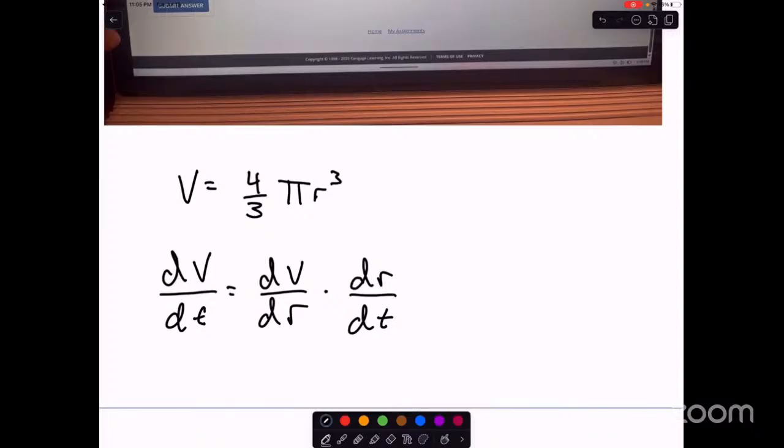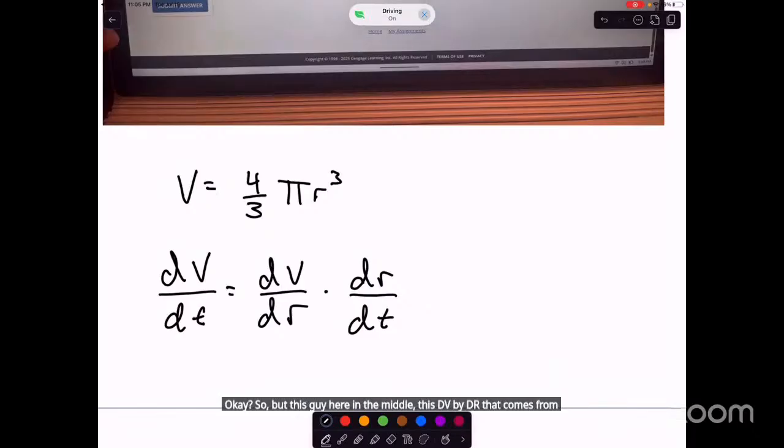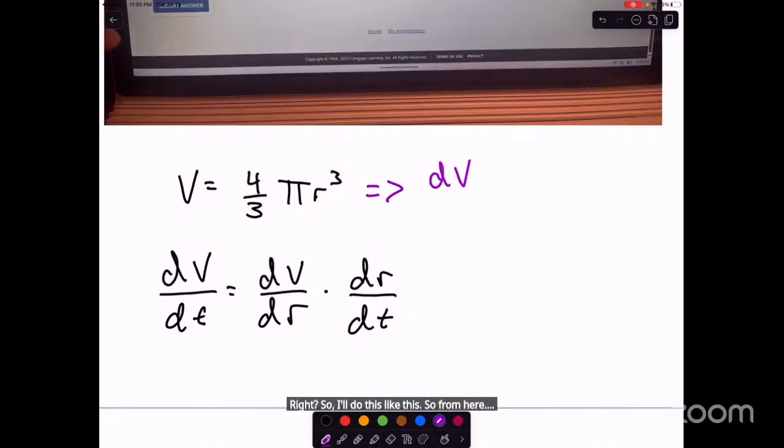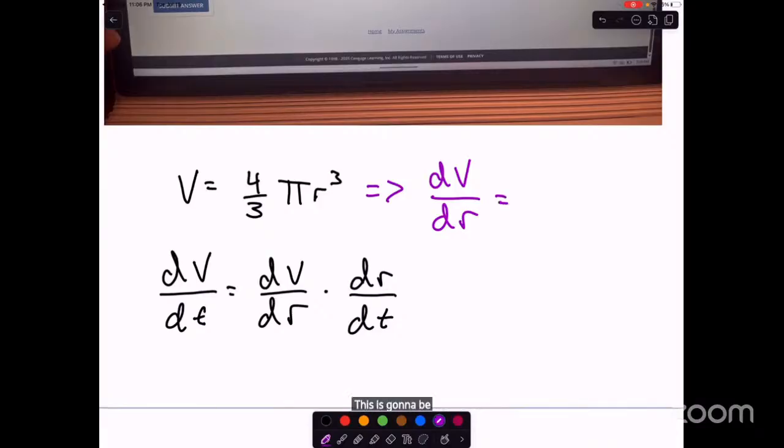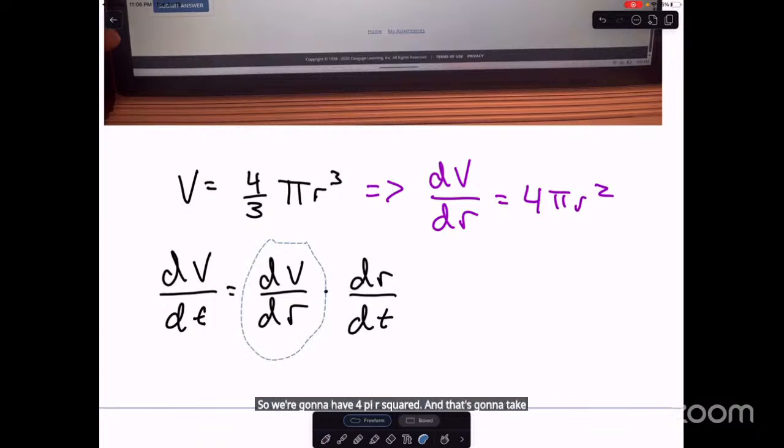Okay. But this guy here in the middle, this dV by dr, comes from taking the derivative above, right? So I'll do it like this. From here, when we take the derivative of the volume with respect to the radius, because again there's no t there, the 3 comes down and they're going to cancel. So we're going to have 4 pi r squared. And that's going to take the place of this guy.